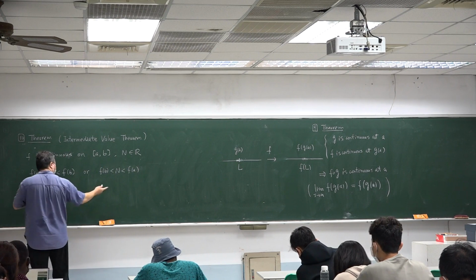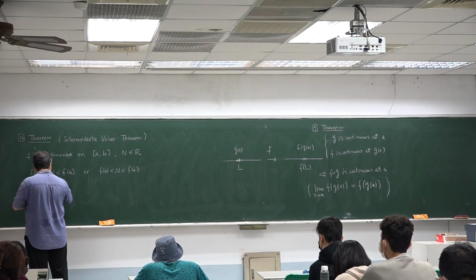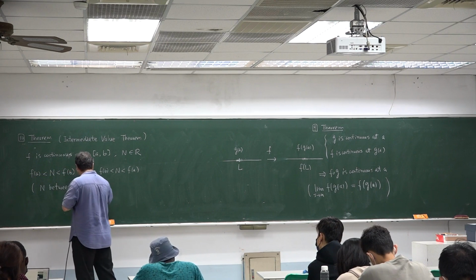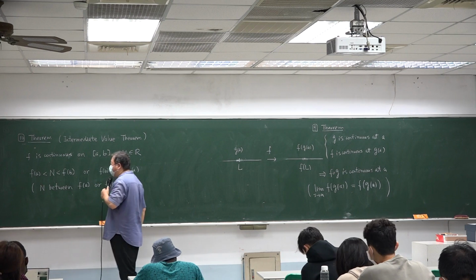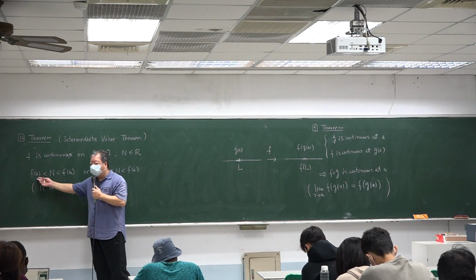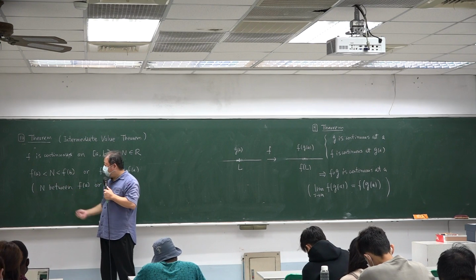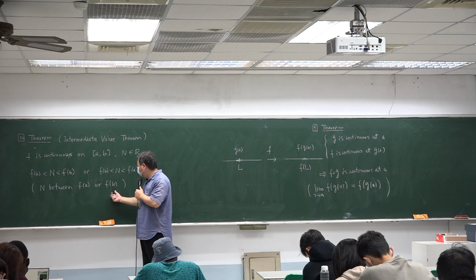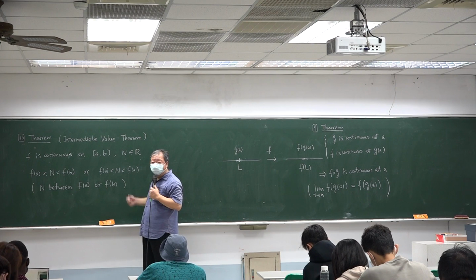so the second condition is N between f of A and f of B. You can use this phrase, N between f of A and f of B. If f of A is smaller than f of B, this is exactly this expression. And if f of A is greater than f of B, then this statement is exactly this expression. Okay.